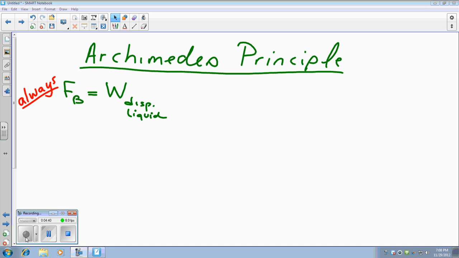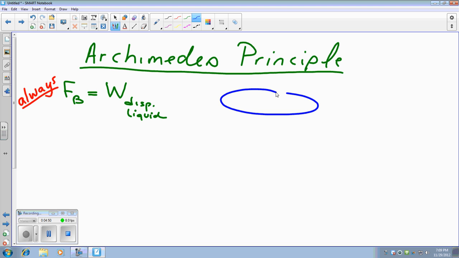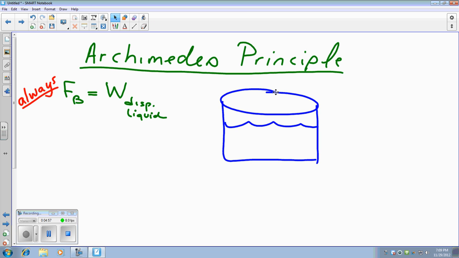Archimedes' principle, there's some intense math. Let's talk about this. Really what Archimedes' principle is all about is that the buoyant force of an object, let's pick a beaker really quickly, it doesn't matter where an object is in this beaker, the buoyant force of the block that I throw in this beaker is always, always, always going to be equal to the weight of the water displaced.